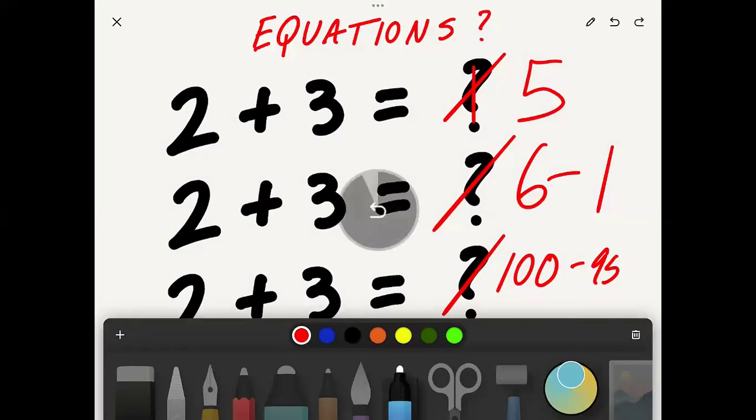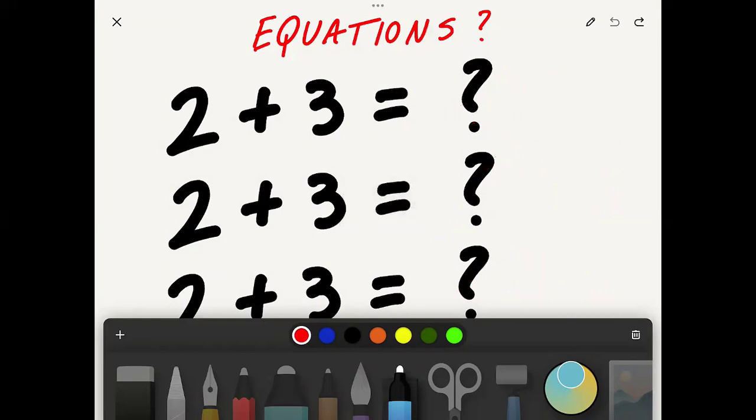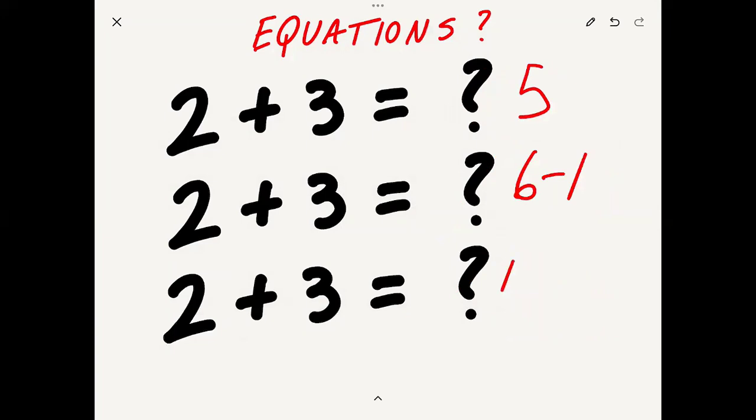I forgot to do this one, so let me get rid of this. All right, so now 2 plus 3, that's equal to 5. 2 plus 3 is also equal to 6 minus 1. 2 plus 3 is also equal to 100 minus 95. So all of these are equal. So that's what makes an equation a true equation, if the numbers on the left total the numbers on the right. And these all work.